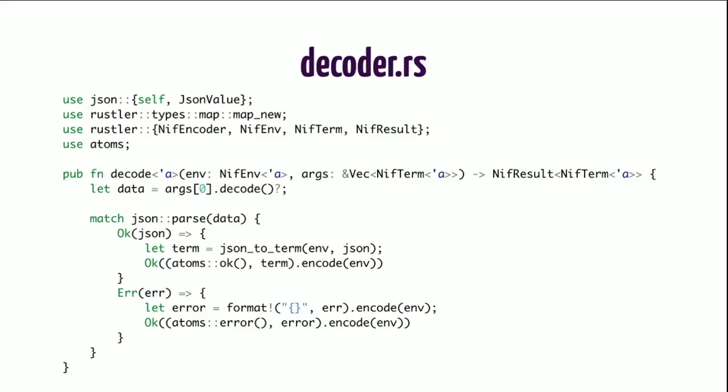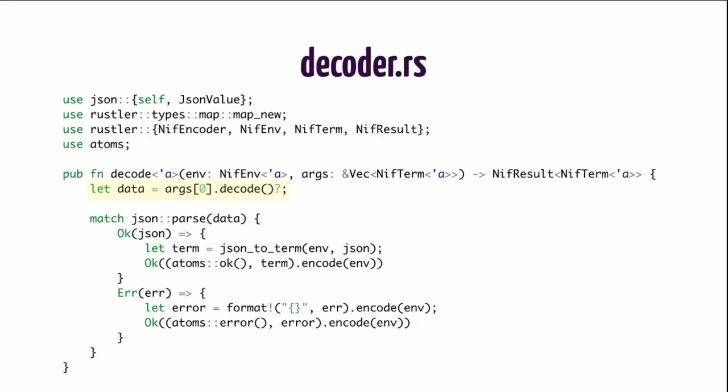So this is the decoder, and all NIF terms. This is the decode function here, and this is the signature. So it takes the environment right here. It also takes a vector of NIF terms as arguments, and then it returns what's called a NIF result, which is a result of NIF terms. And you'll see these tick A things in there. Those represent annotations for lifetimes. So it helps the Rust compiler know when something can outlast the other thing. And so all of these things are kind of bound to the same lifetime across the board. So, all right. So the next thing is we just grab out the first argument from the vector.